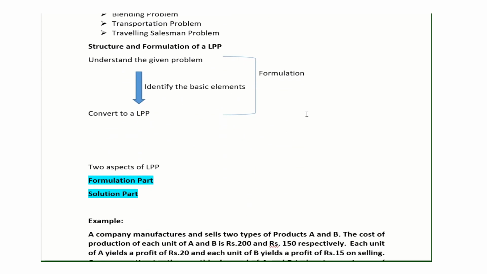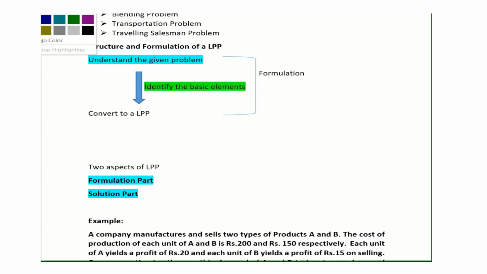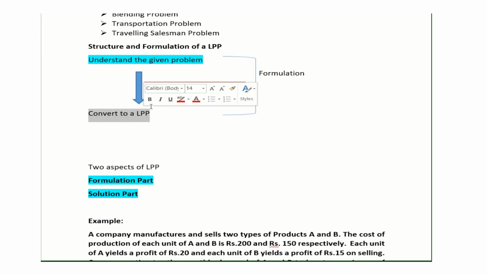First, understanding the given problem, identifying the basic elements, and converting it to an LPP is the major area of the structure and formalization of LPP. So first you have to understand the given problem, and then identify the basic elements. What are the elements? What are the constraints available in that particular area? And then finally you convert it to a linear programming problem. This is known as the formalization of the LPP.